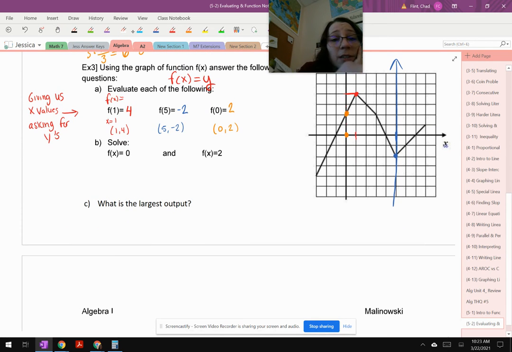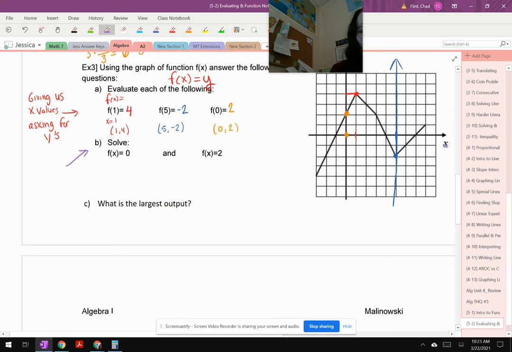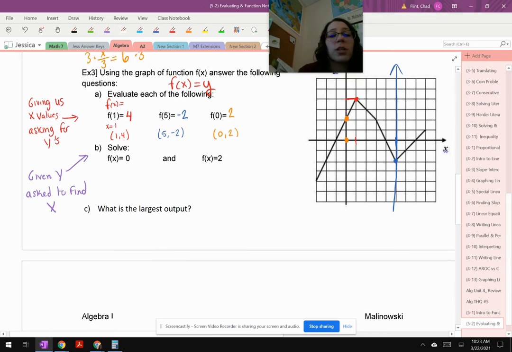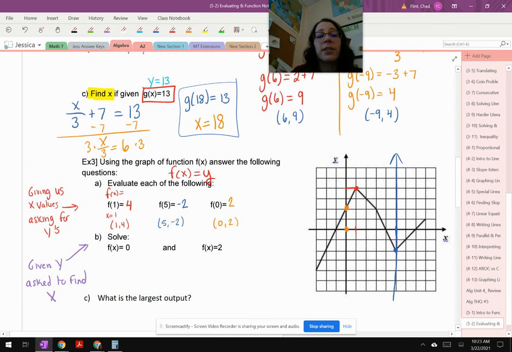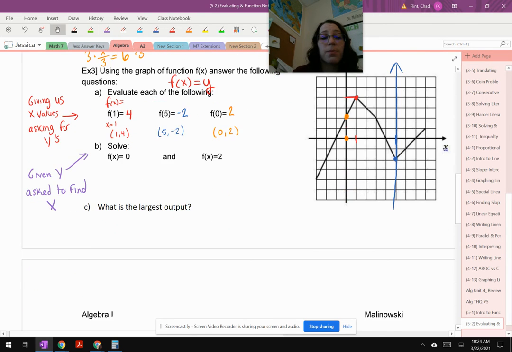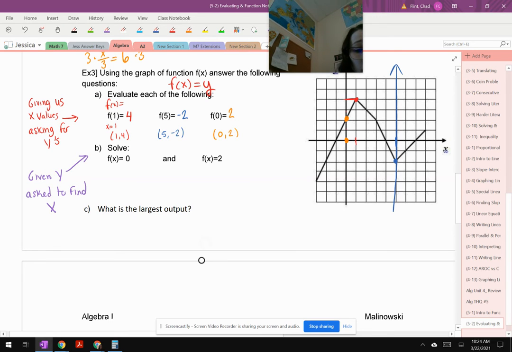Now here in B, this is where it gets a little different because they're asking you to solve. Instead of giving you x, they're giving us y. You're given y and asked to find x, just like we were in part C here where we had to kind of solve for that x. So this time they're telling me y is equal to 0. What are the x values that make that true?